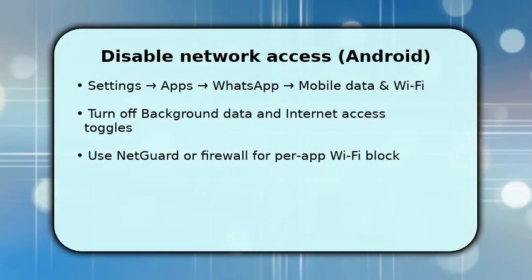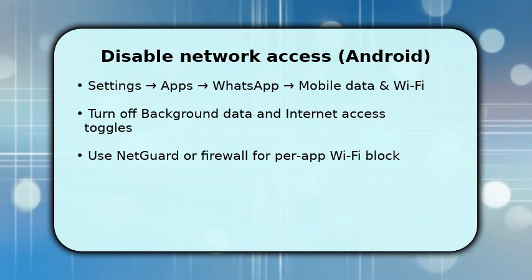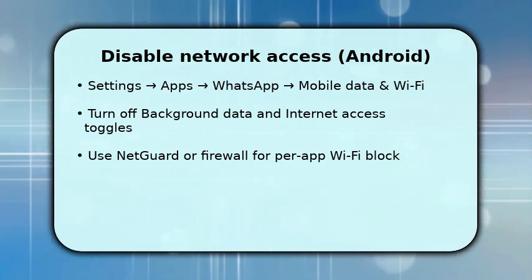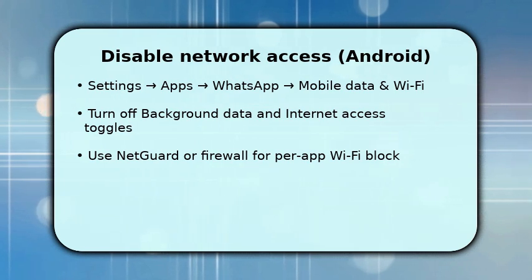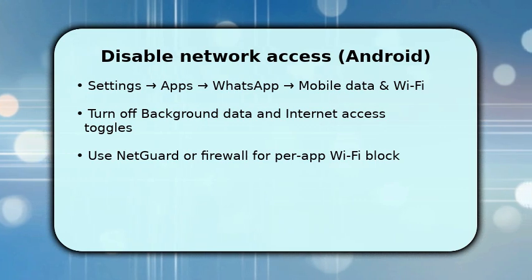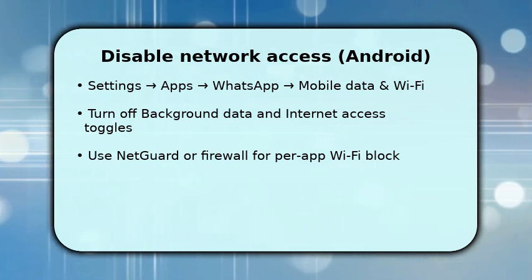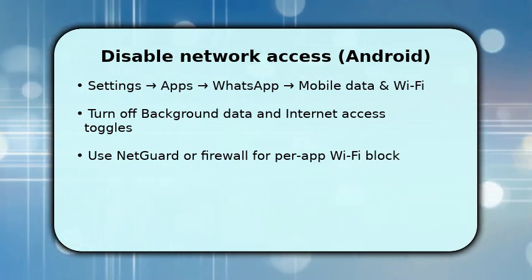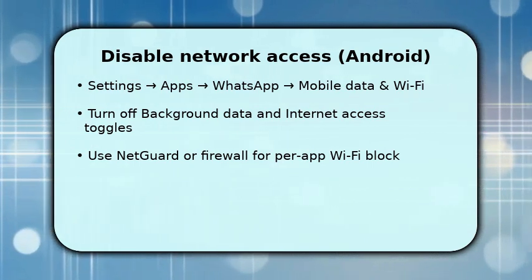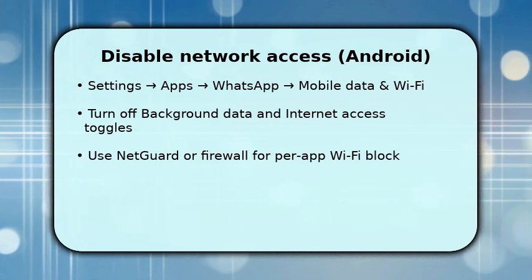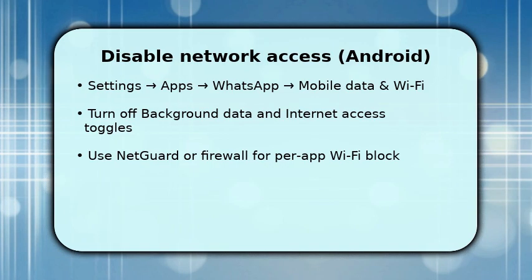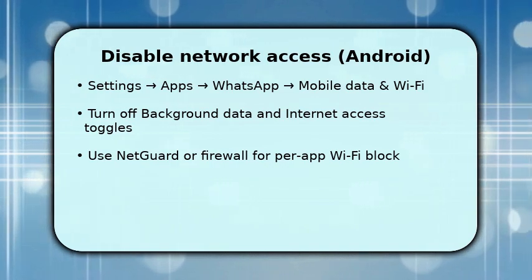On Android, tap Mobile Data and Wi-Fi for WhatsApp, then disable mobile data and Wi-Fi access and turn off background data. This prevents both foreground and background network use. If your Android lacks those toggles, enable Data Saver and exempt other apps, or install a local VPN firewall like NetGuard to block only WhatsApp. Make sure to test by opening WhatsApp. Messages should not send.